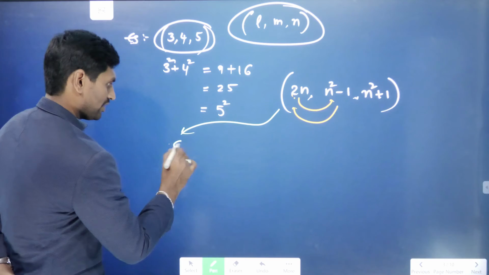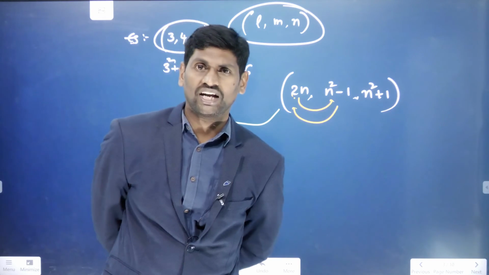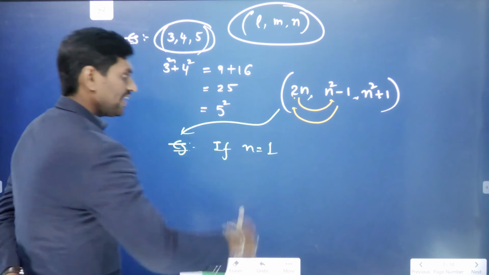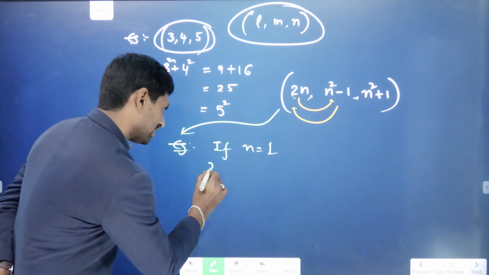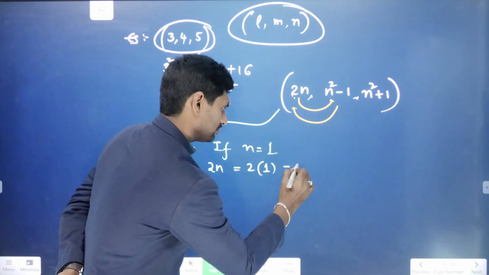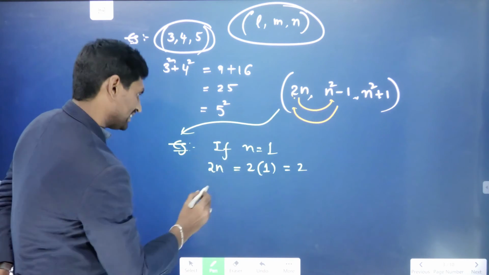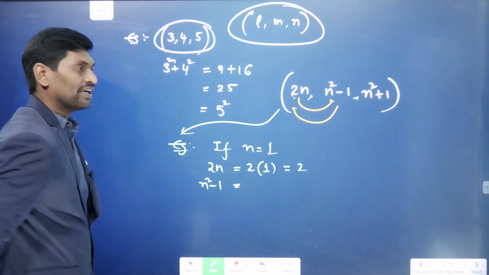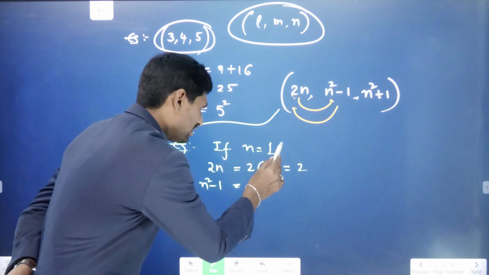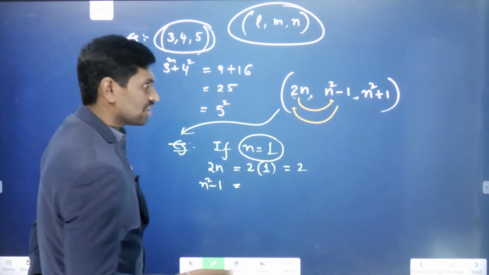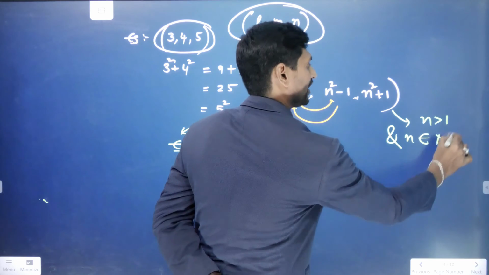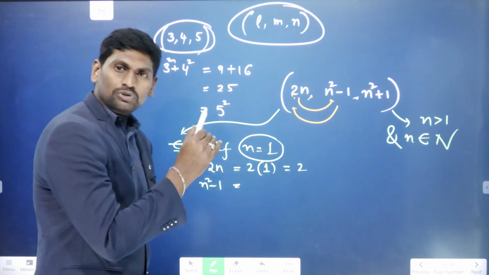Let us see one example for this condition, where n is a natural number. For example, if n value is 1, what is 2n? 2n is equal to 2 times n, n means 1, 2 ones are 2. Next, n square minus 1. N value 1, square, 1 only. 1 minus 1, 0. So n is equal to 1 is not possible. So here the condition is n greater than 1 and n belongs to the set of natural numbers except 1. For the remaining, all it will be possible.